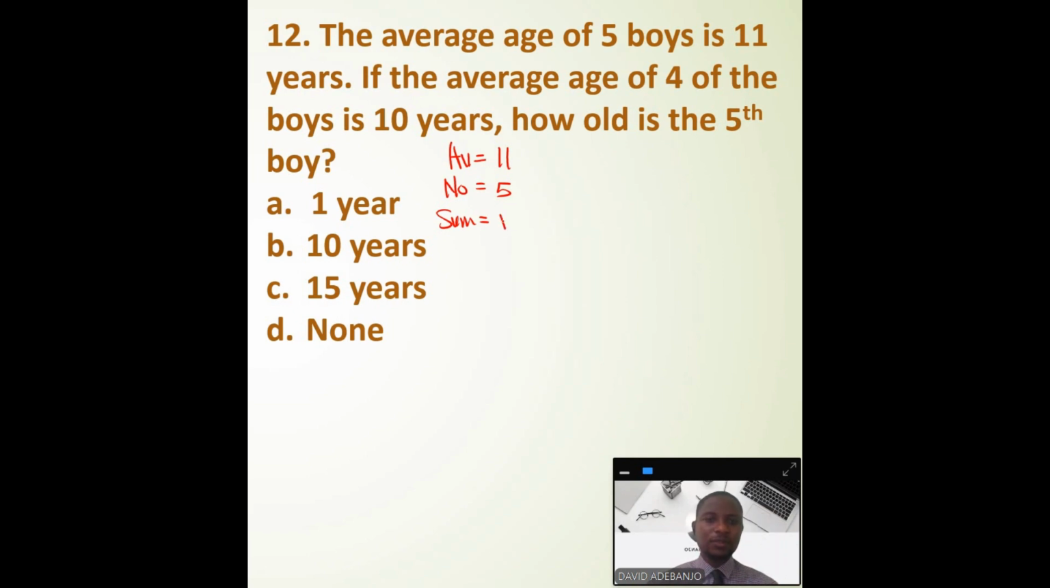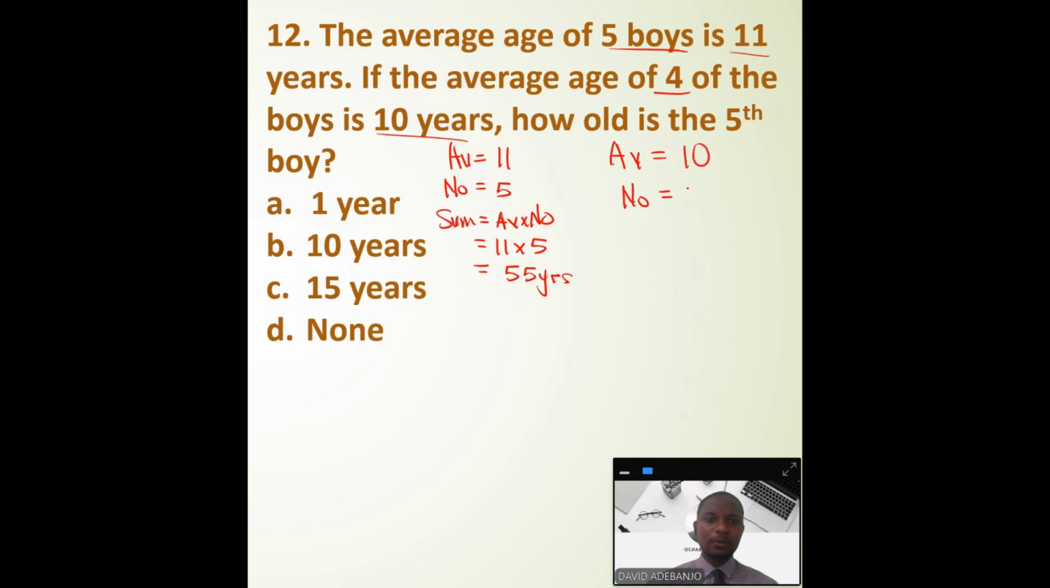So, sum is what? Average times number. So you have 11 times 5. And that will give you 55 years. And that's all as regards the first statement. Moving on to the second statement. If the average age of 4 boys is 10. So again, average is 10.